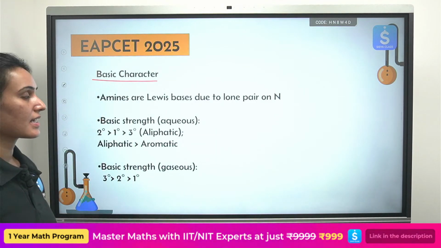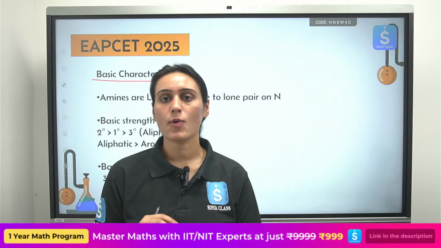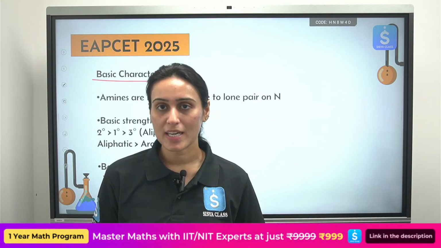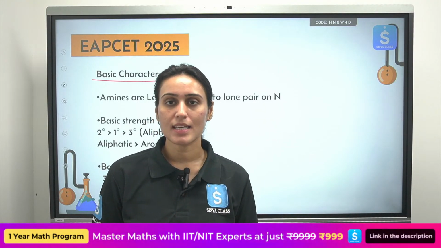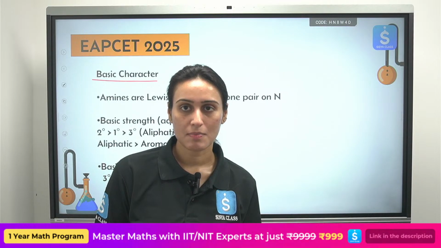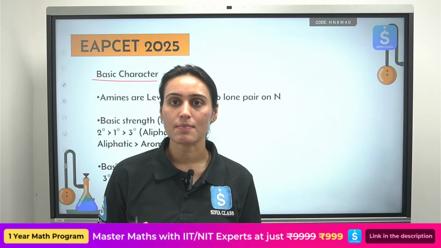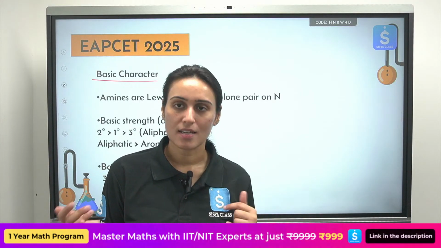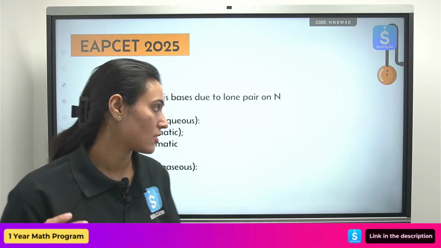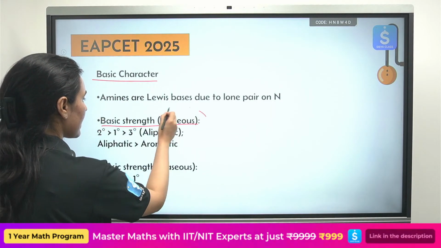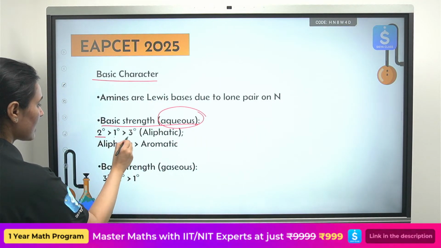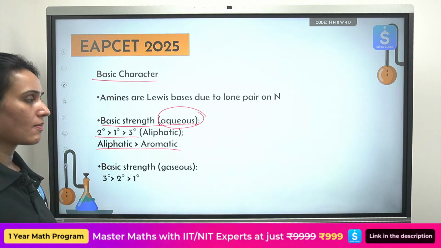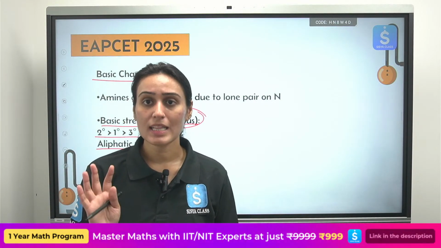How do we compare the basic character of amines? Again, very simple, easy peasy questions are asked from here. So you can compare the basic character, but you have to read the question very carefully. Are they asking you to compare the basic character in aqueous medium or in gaseous medium? Do we have different order of basicity? Yes. So please notice that in the question itself. If you compare the basic strength in aqueous medium for aliphatic, it is secondary, then primary, then tertiary amine. If you compare aliphatic with aromatic, aliphatic amine is more basic than aromatic amine.